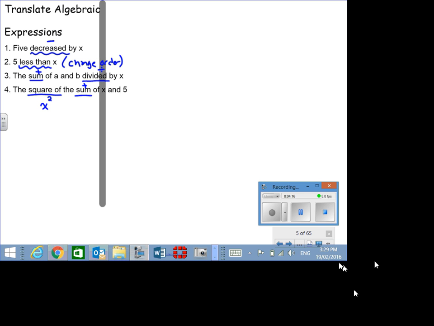So for these, 5 decreased by x would just be 5 minus x. But when I see the words less than, it changes the order. So instead of writing 5 minus x, I'm going to write x minus 5. So be careful when you see the less than, because it does change the order of how it's written in the sentence. The sum of a and b would mean I'm going to add a and b together.